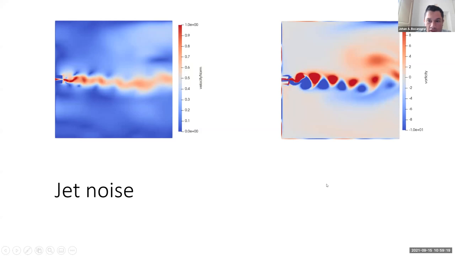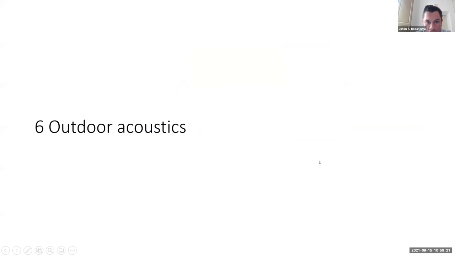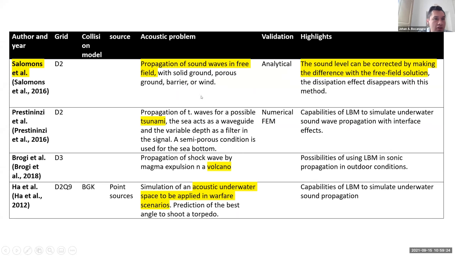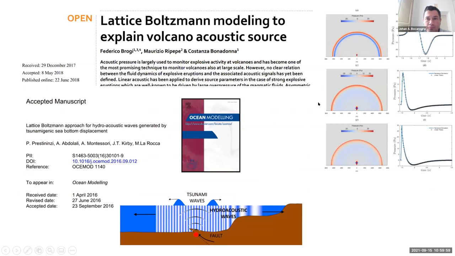These two slides are results of our simulations. In outdoor acoustics, there are only a few works that we found, some around tsunami, volcano, shock waves in volcano, waves from a tsunami, acoustic underwater for warfare scenarios. But for our interest in engineering, this work of Salomon is very interesting, that corrects the prediction of the lattice Boltzmann method by making the difference with the free field solution.